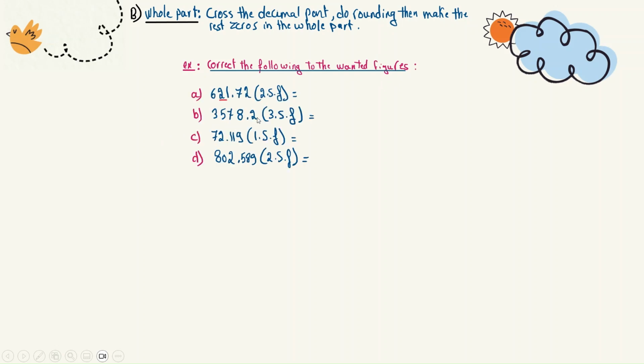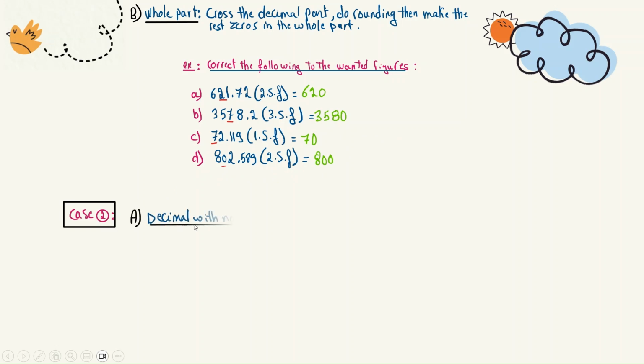In part A, correct 621.72 to the second significant figure, so at 2 before it we have 1, so round off. Cross out the decimal part. The answer is 620. In part B, correct to the third significant figure, so do rounding at 7, before it we have 8, so round up and cancel the decimal part. The answer is 3,580. In part C the same, round off, the answer is 70. Part D the same, round off at 0, the answer is 800.